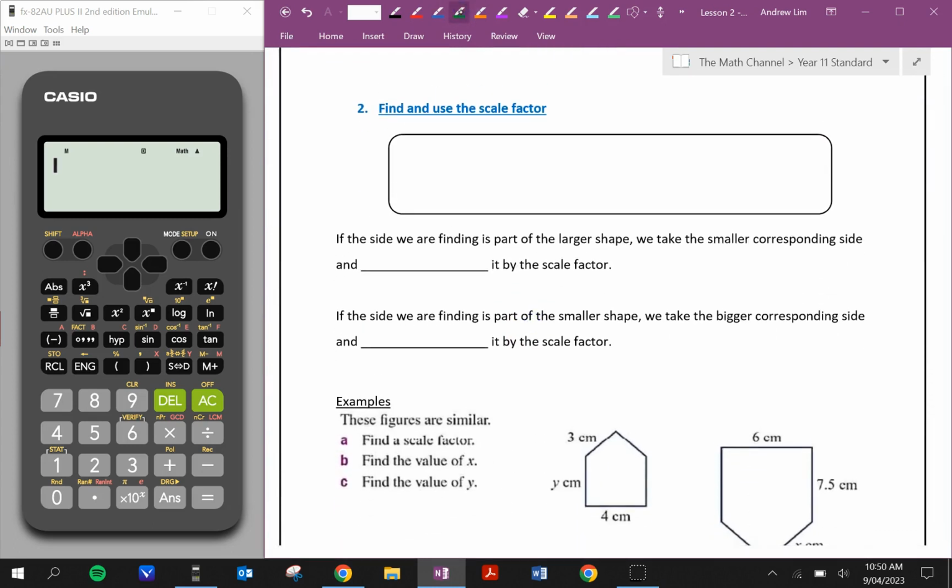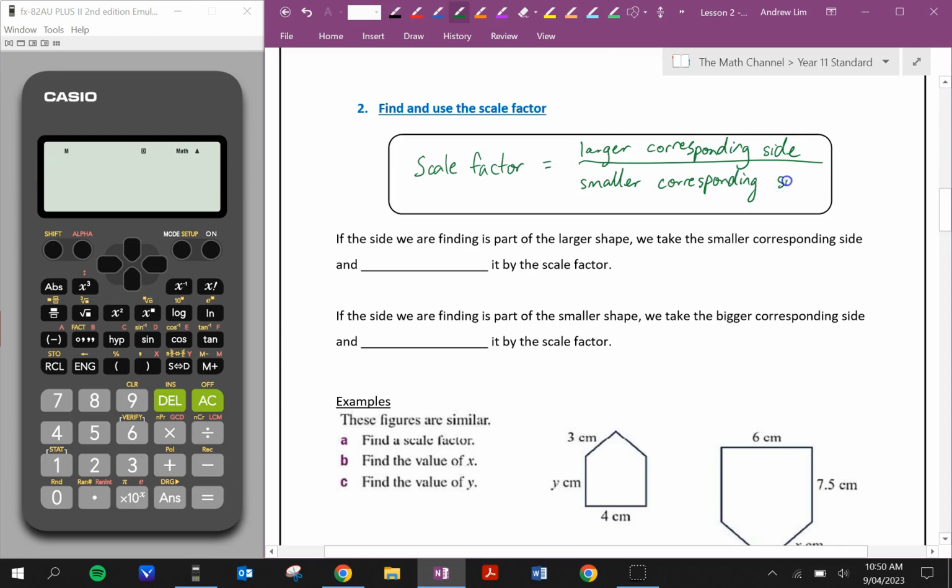Let's have a look at the next part of this lesson, which is finding and using the scale factor. The scale factor, I might use SF later on, is equal to the larger corresponding side divided by the smaller corresponding side. We're going to multiply or divide by the scale factor depending on the unknown side that we're finding out.